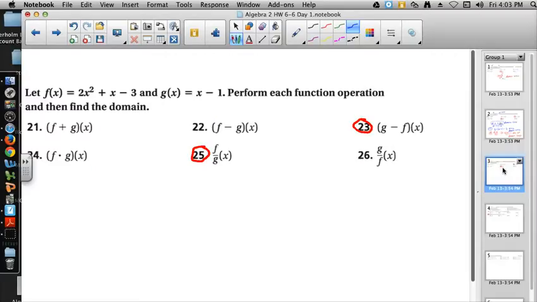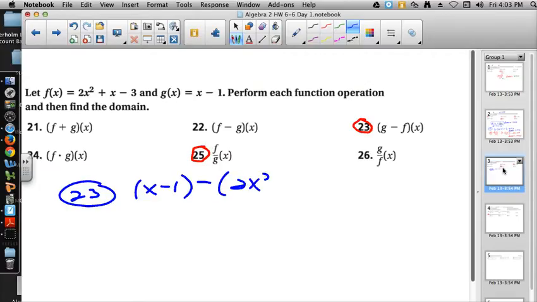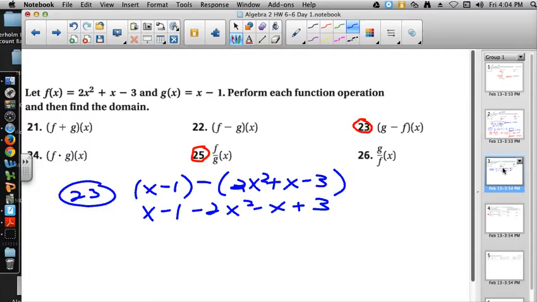And some subtraction. 23, we want g minus f of x. So we have x minus 1, and we're going to subtract 2x squared plus x minus 3. And that means we have to distribute a negative here. And remember to get that to every term back there. And then we can combine some like terms here. Negative 2x squared, and x and negative x, those two are going to drop right out. So we'll have negative 1 plus 3, which is plus 2.